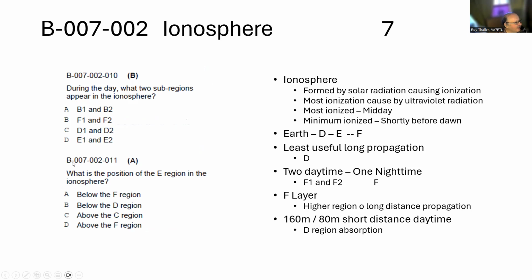Here's another question. During the day, what two subregions appear in the ionosphere? And again, that would be the F1 and the F2 region. So B is the correct answer. What is the position of the E region in the ionosphere? So the E region is below the F region. So the way it works, if you have the Earth, you have your D region, you have your E region, and then you have your F region, and your F region breaks into F1 and F2 during the day.